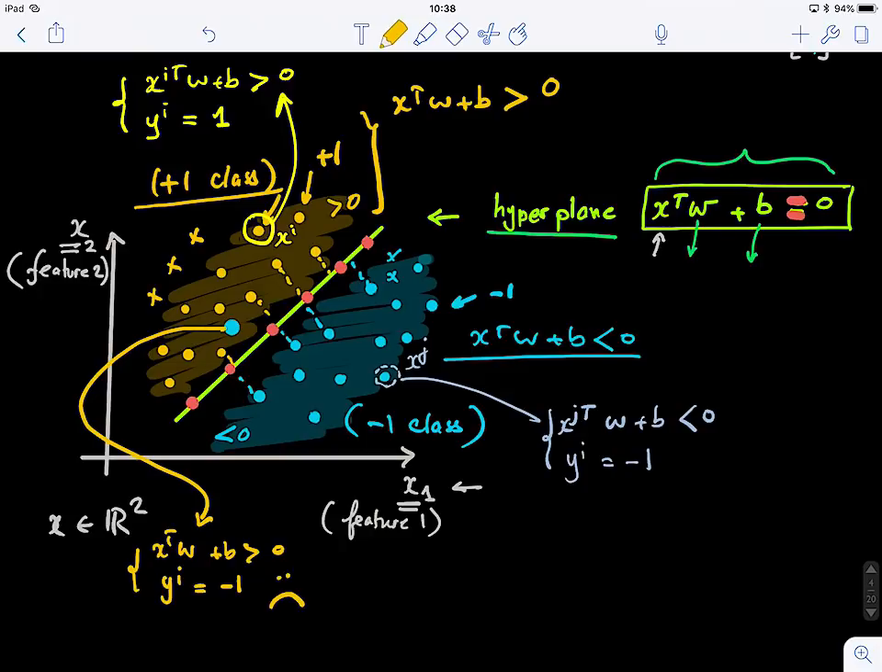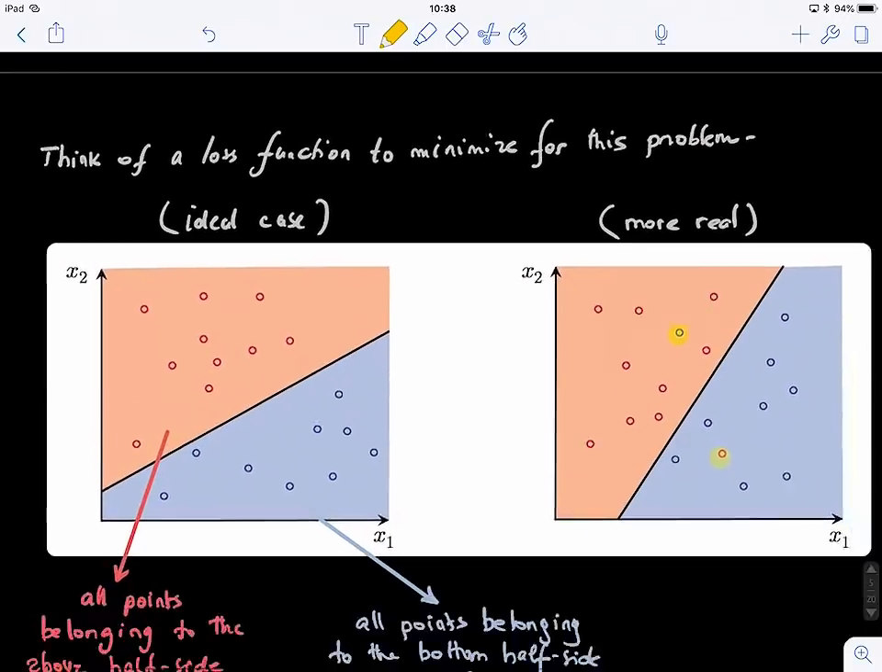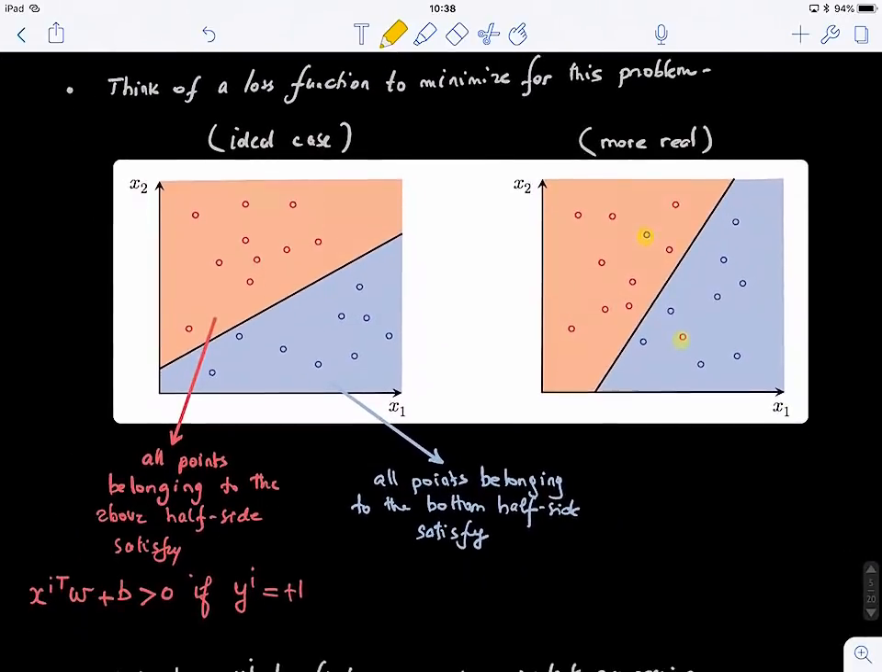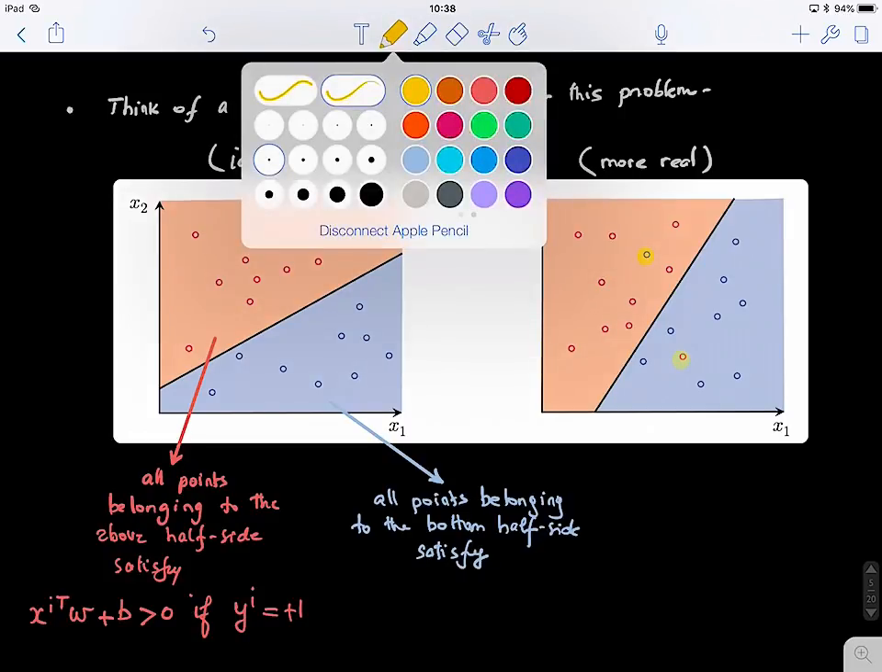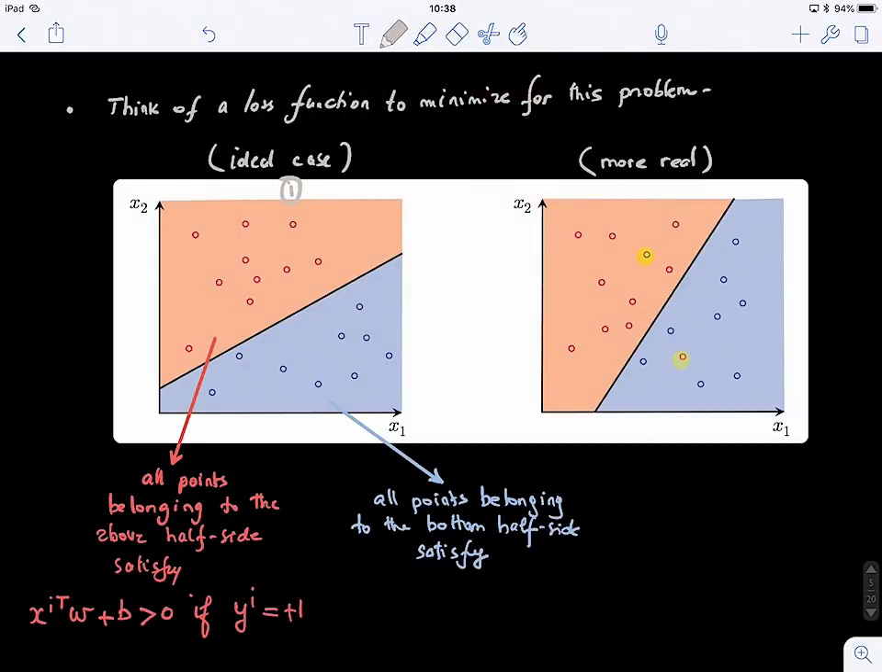Now let's look at this more closely. What do we want to do now? We want to think of a loss function that we can minimize for this classification problem. I will walk you slowly and give you a minute to think about it. In this first case, we have a very nice separation between the red points and the blue points. But for the second case, you can see that our model has misclassified 2 points, right? Let's look at the rule that we just defined.